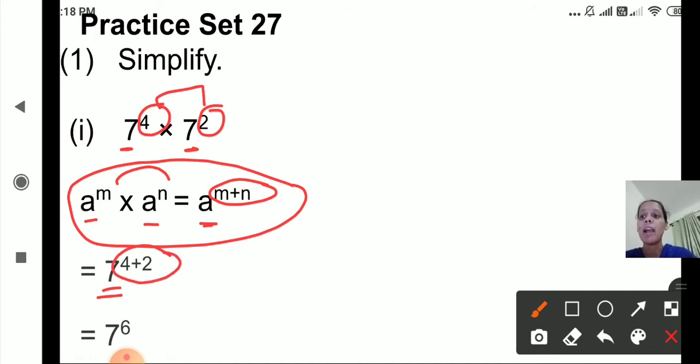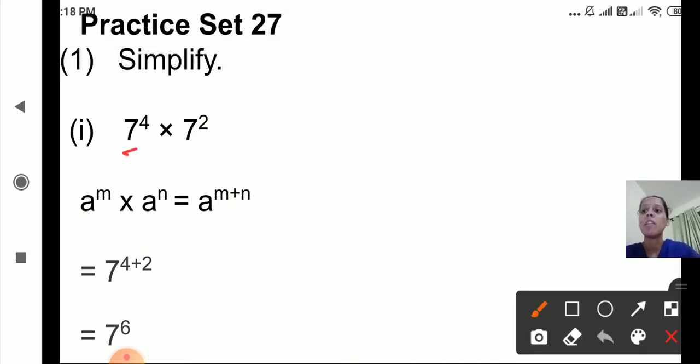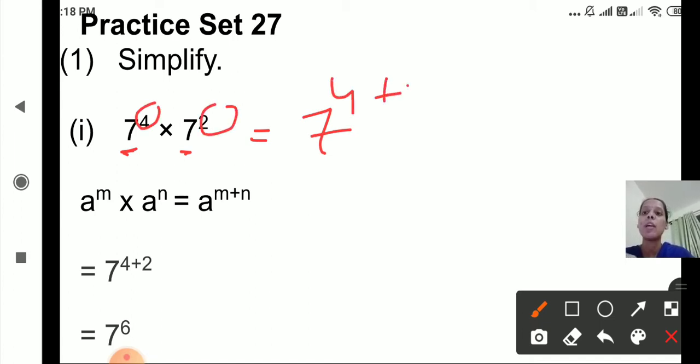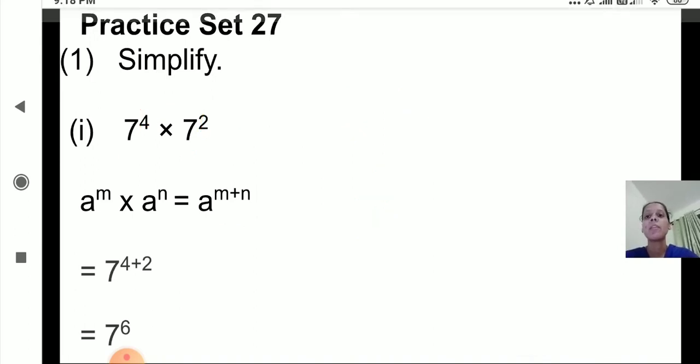Now in the last step, 7 raised to 4 plus 2 is 6. So what is the answer? 7 raised to 6. Okay, hope you are clear with this. 7 we write down as it is, and here it is 4, here it is 2, which means 7 raised to 4 plus 2, and 4 plus 2 is 6. So the answer is 7 raised to 6. But without fail you will write down the formula, that is a raised to m multiplied by a raised to n is equal to a raised to m plus n. Now we'll move to the next sum.